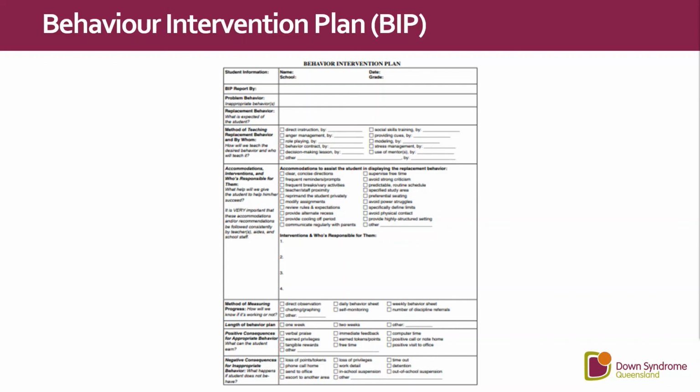the duration of the plan. A BIP should never be permanent. It has an end date, so that should be on there. And how will we know if it's been successful? What will we do if it hasn't been successful?